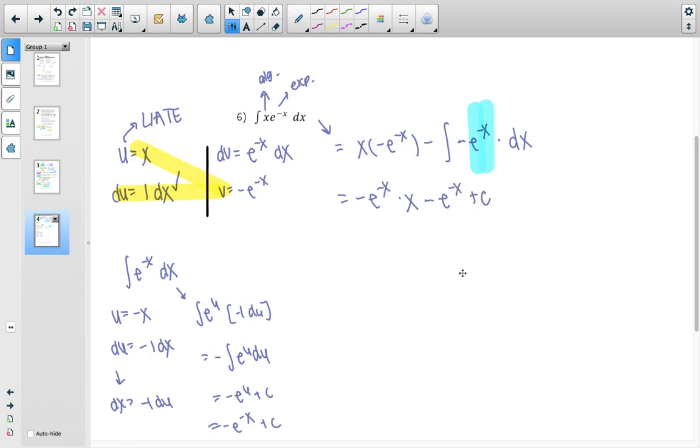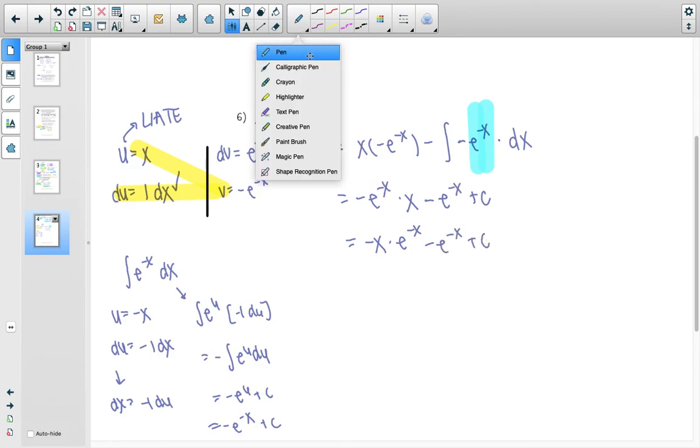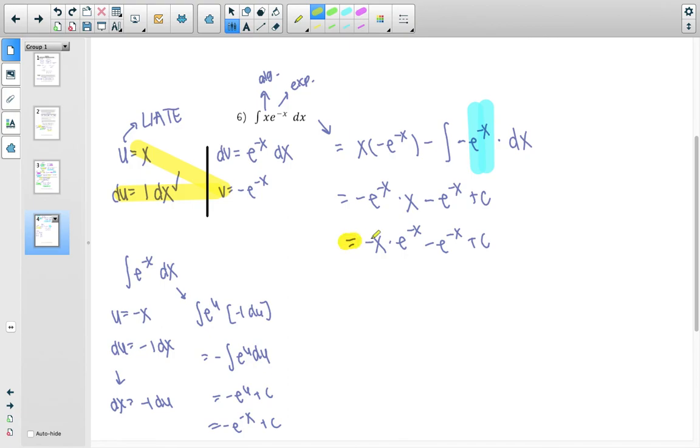And that's the answer. Actually, I don't like the way that's written at all. Let's try again. Negative x times e to the negative x minus e to the negative x plus c. I like that so much better. Whew. Okay, that calms the soul a little bit.